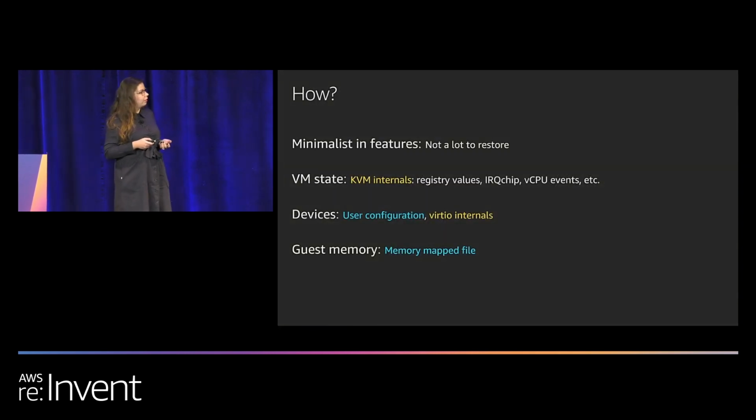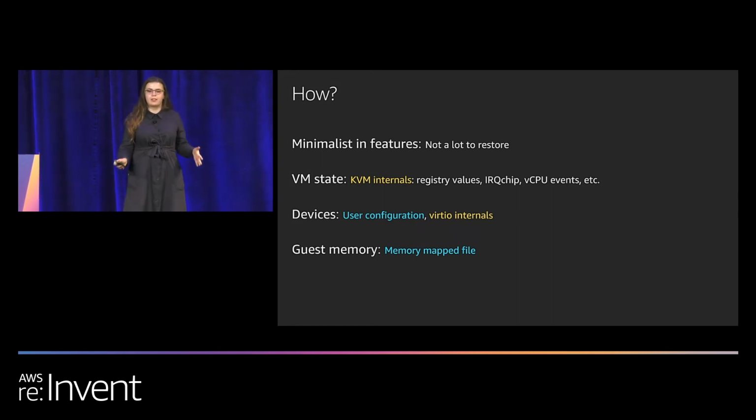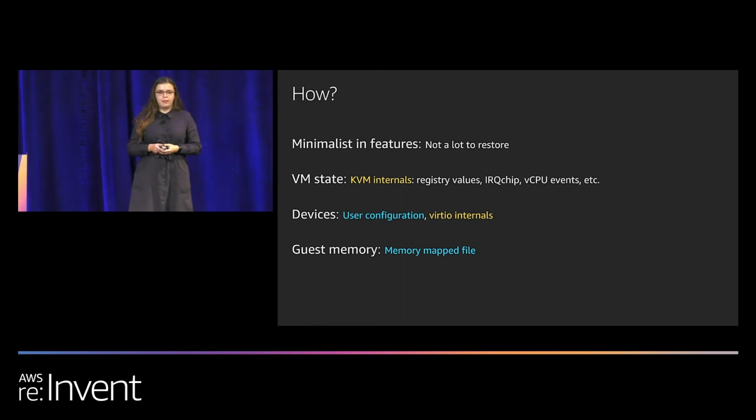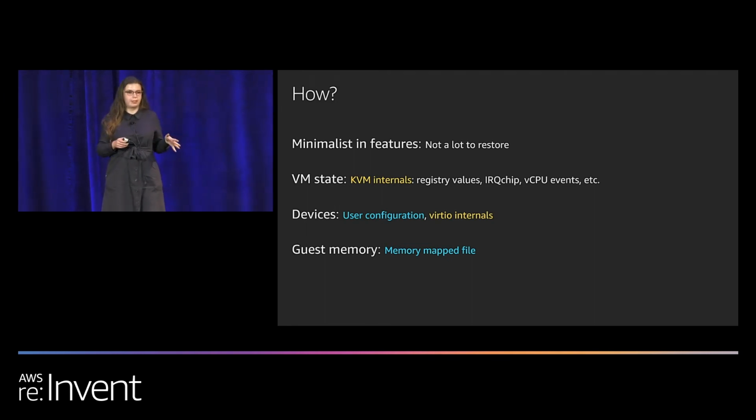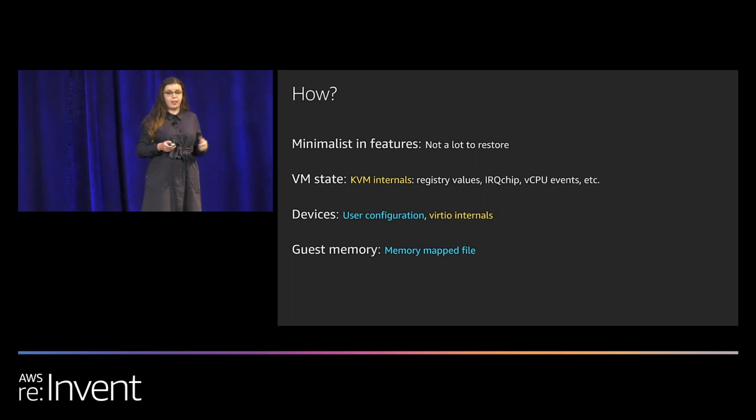So how come it's so fast? Well, one of Firecracker's core tenets is its minimalism in features. And that translates into there's not a lot to save and restore in the first place. What you need to save and restore later can roughly be broken down into 3 categories. First, there's some internal state of the VM itself. It's the data structures that it uses to communicate with the underlying KVM hypervisor. So you can think of these as like register values, pending events on the vCPUs, the state of the interrupt controllers, and so on.